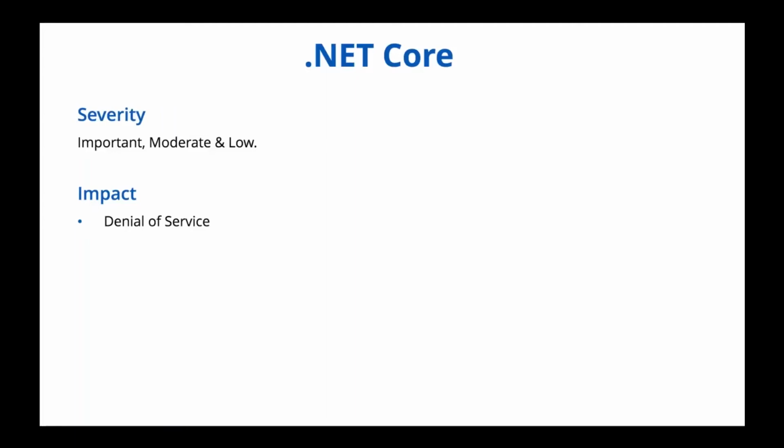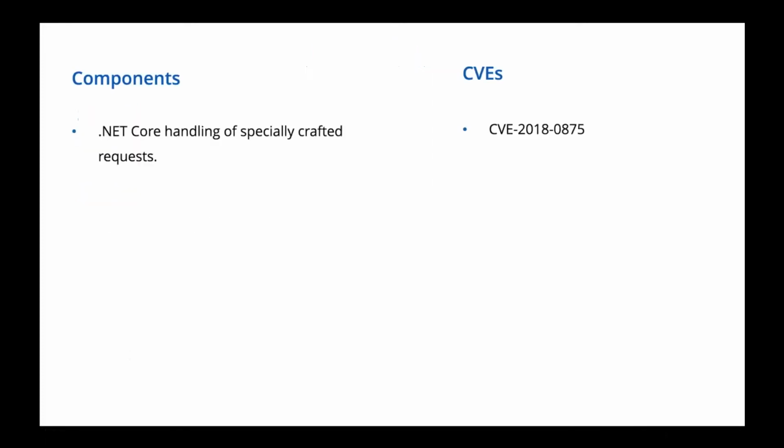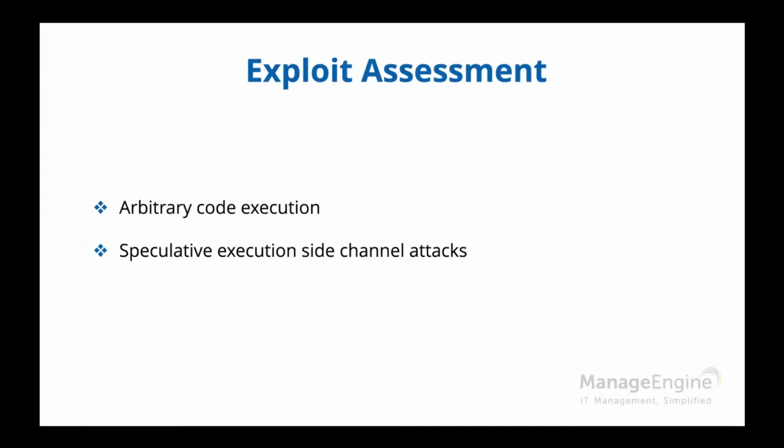So .NET Core and ASP.NET Core have severities of important, moderate, and low. The impact is denial of service. We had three denial of service vulnerabilities in the latest Patch Tuesday update. The component is .NET Core handling of specially crafted requests, and CVE-2018-0875 is the vulnerability number. As we have seen, arbitrary code execution and speculative execution side channel attacks are the exploits.